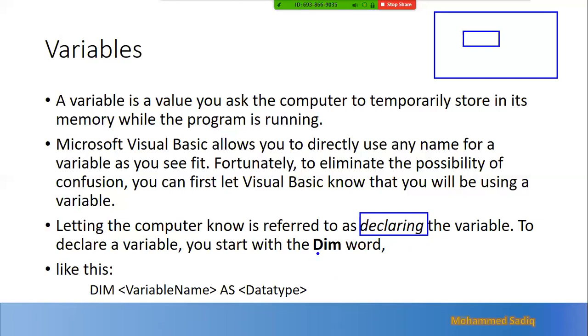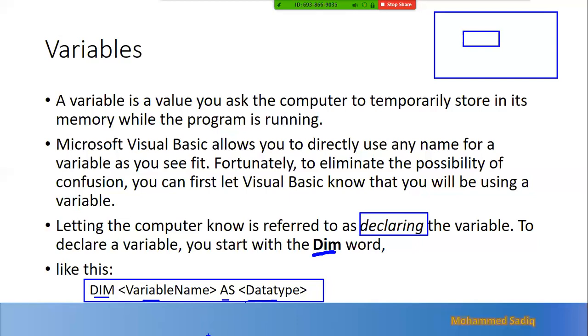That means you declare a variable using the Dim keyword. The syntax for declaring a variable in VBA is: Dim, the name of the variable, As, the data type. Generally, in C or Java, if you want to declare a variable of type integer, you write int i.